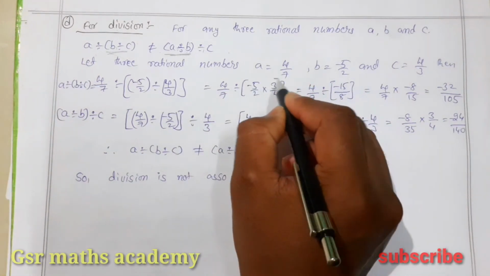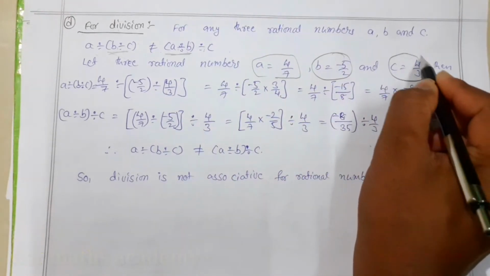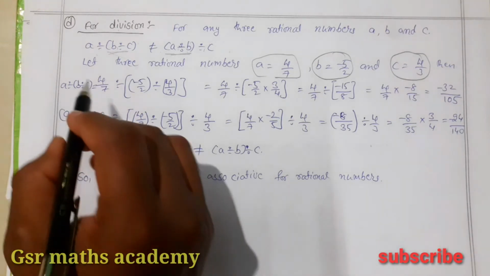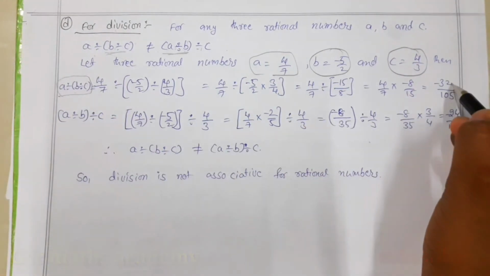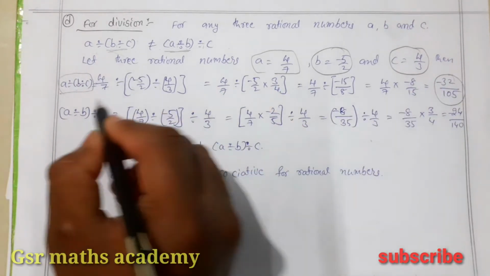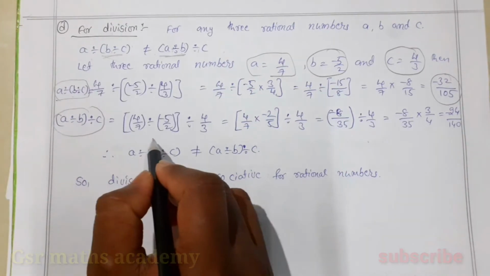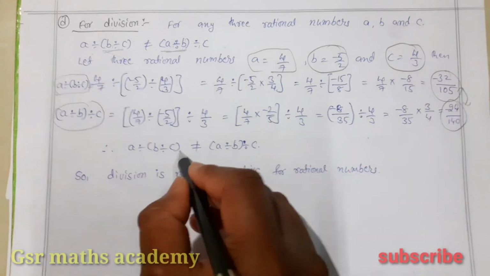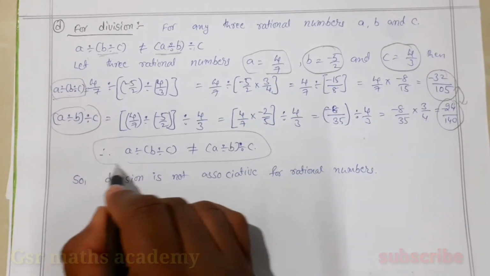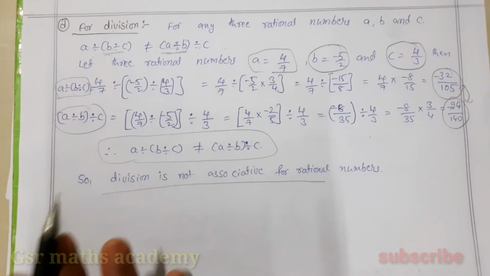So let me explain with an example. a is equal to 4 by 7, b is equal to minus 5 by 2, then c is equal to 5 by 3. Then you get a divided by (b divided by c) as minus 32 by 105, and if you take (a divided by b) divided by c, it is equal to minus 24 by 140. So as these two are not equal, we can say that the collection of rational numbers does not follow the associative property with respect to division.